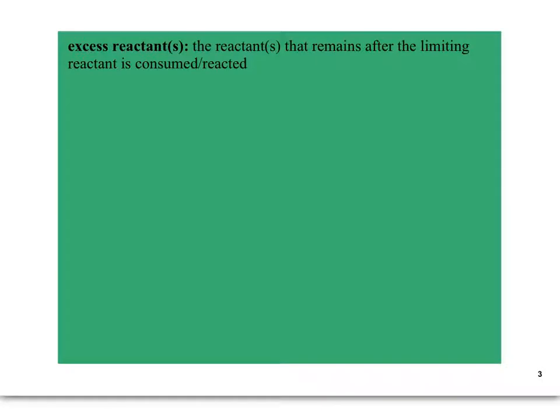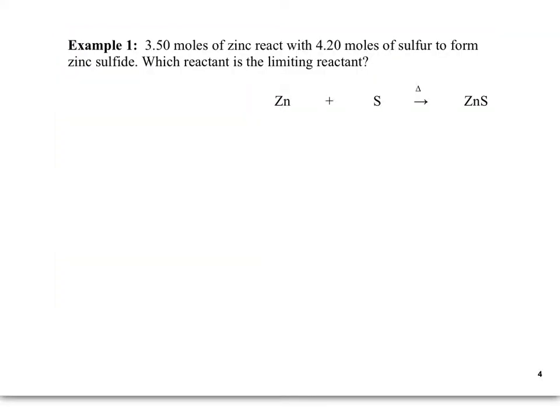The excess reactant or reactants are the reactants that remain after the limiting reactant is consumed. So the limiting reactant will be all used up in the chemical reaction, the reaction will be over, and then the excess reactant, there'll be some of it remaining. So let's take a look at some examples.